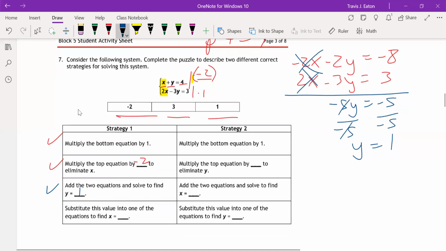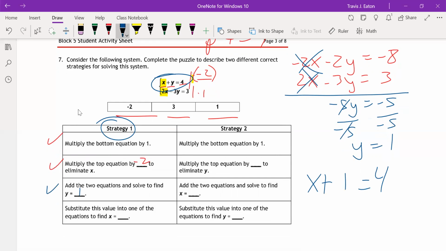And then our last step for this strategy, strategy 1, is to substitute this value that we found for y back into the equation to find out what x is. So I'm going to take this equation right there, x plus y equals 4. X plus y, which is 1, equals 4. And to do this super algebra-like, we're going to subtract 1 from each side. And x equals 4 minus 1, which is 3. Look at that. Beautiful work, all done with strategy 1.